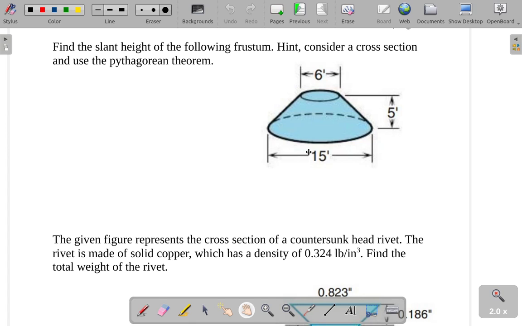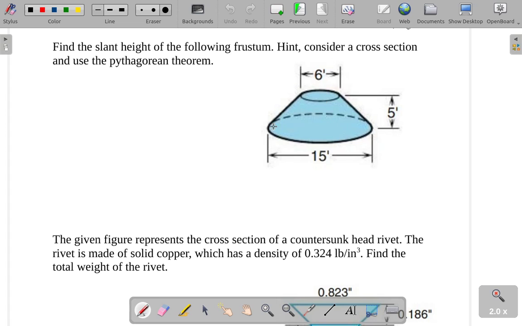Find the slant height of the following frustum. Alright, so this is not asking us to find a lateral surface area, total surface area, volume, or anything like that. All we're trying to figure out is what is the slant height. And there's a hint: consider a cross-section and use the Pythagorean theorem.